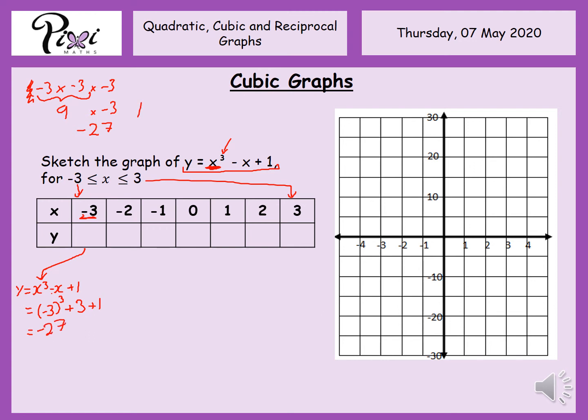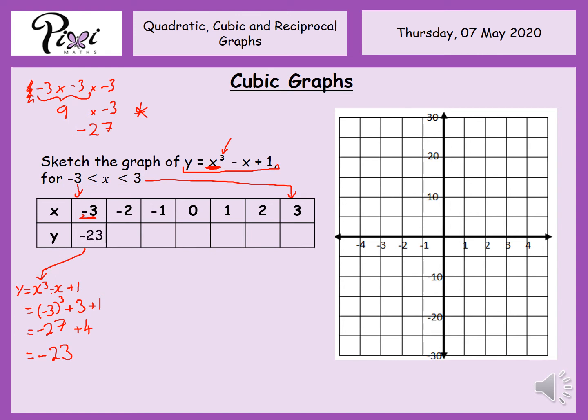And this up here is a good rule to remember. If you're cubing a negative number, your answer will be negative. So that's a little bit of a shortcut you can take rather than having to work it out each time. So we've got minus 27, and then we've got plus 3 plus 1, so that's plus 4. So altogether we've got minus 27 plus 4, so that is minus 23 as our answer.